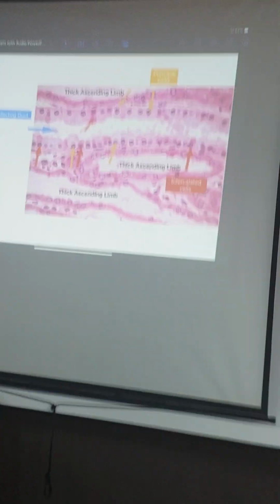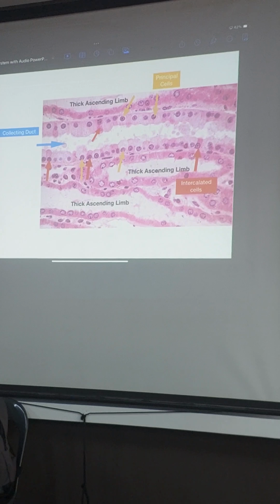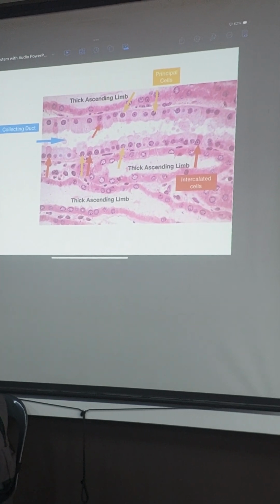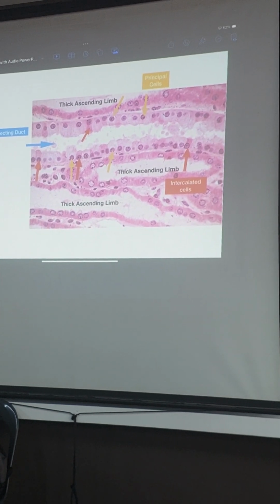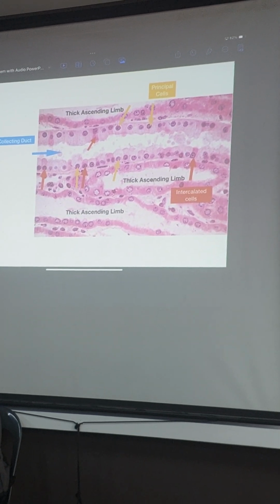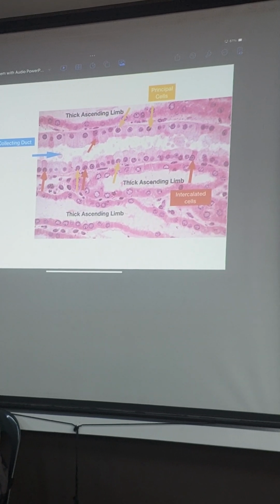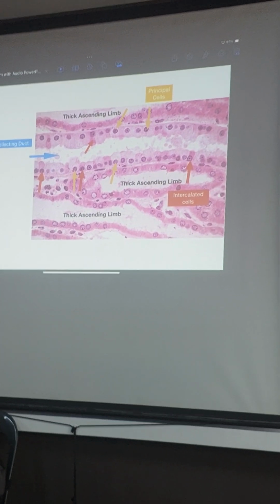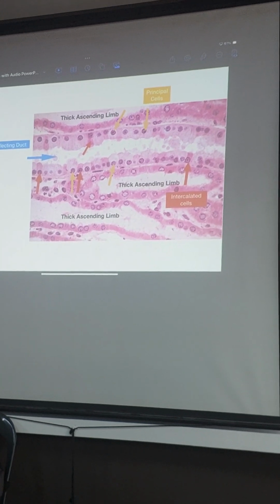This is the last portion where urine can be modified. Okay? Now there are two cells within the collecting ducts and tubules. The majority of these cells are the paler cells, the ones being pointed by the orange arrow. Those pale cells are called principal cells. They're the most common cells. Then the darker redder cells highlighted with the red arrow are called intercalated cells.